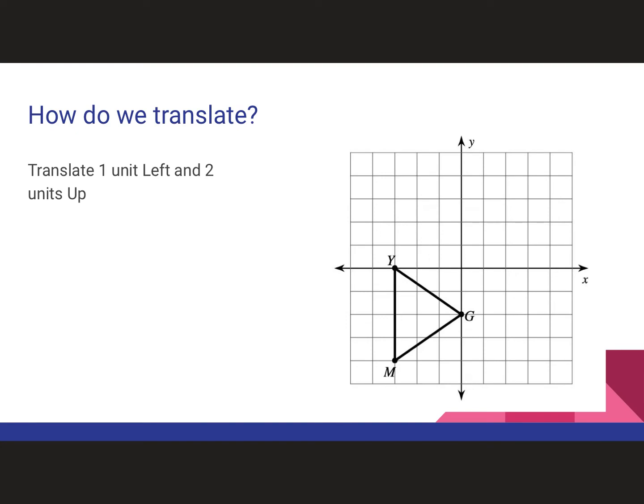Let's try another one. In this case, we're translating 1 unit left and 2 units up. So Y is going to move 1 unit left and 2 units up. G is going to move 1 unit left and 2 units up. I just realized I'm moving right, so let's go back and try that again. So Y is going to move 1 unit left and 2 units up. Right from left is important. G is going to move 1 unit left and 2 units up. And M is going to move 1 unit left and 2 units up. Again, we're going to see that this looks like the exact same figure. It's just slid.